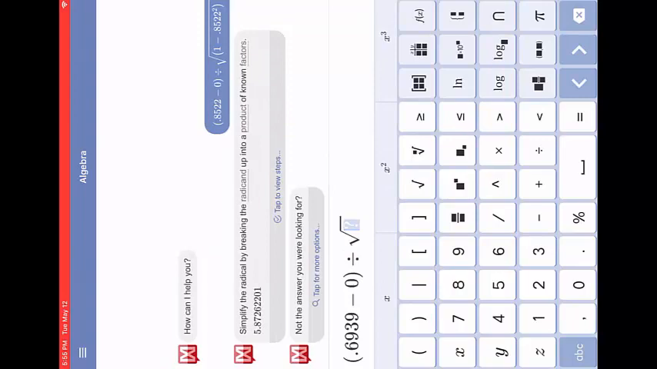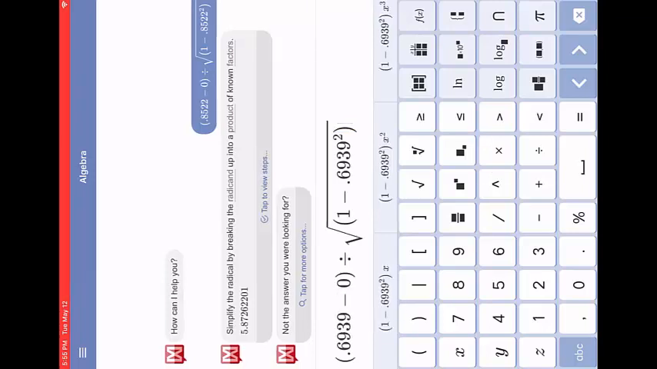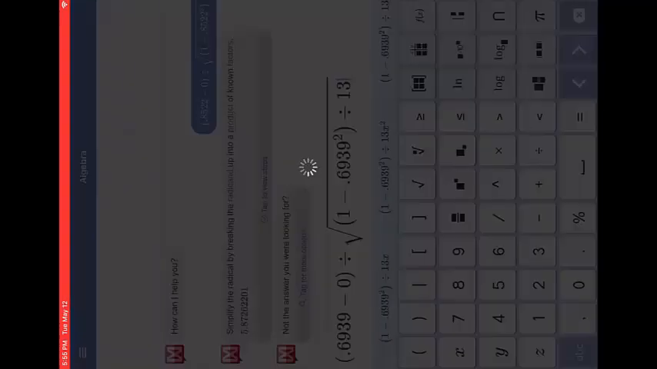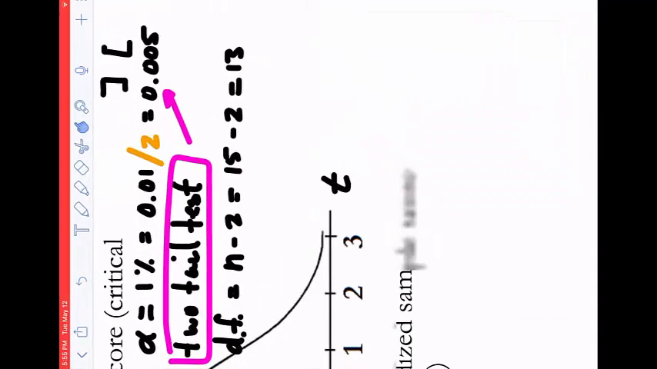In the square root, again, you've got another parenthesis, but in this case, if you want to, you could put a fraction. You don't certainly have to, but I'm going to put here 1 minus that r squared, 0.6939 raised to the second power, cursor over to the right to close parenthesis, and then divided by the degrees of freedom, which is 13. Let's enter that in. And there it is, again verifying the 3.4745 rounded to 4 places.